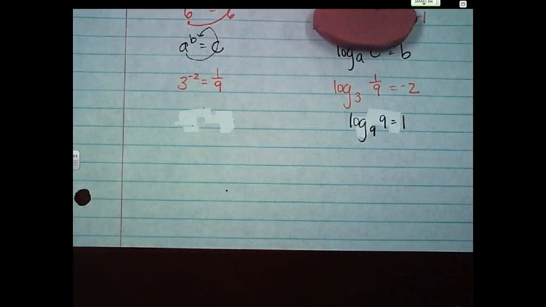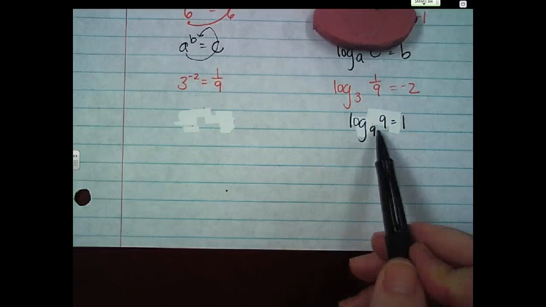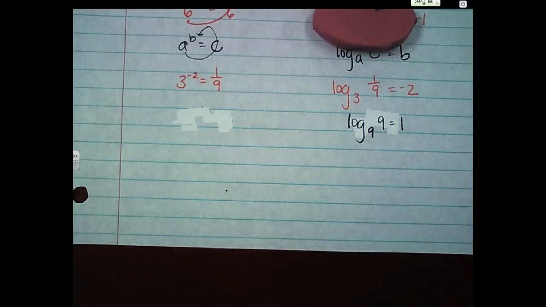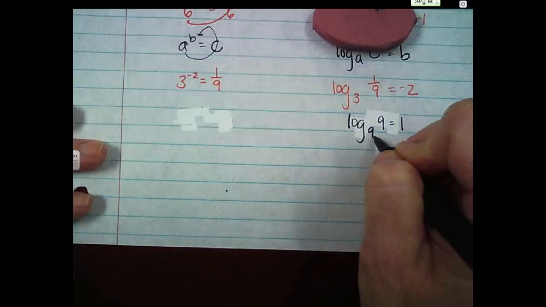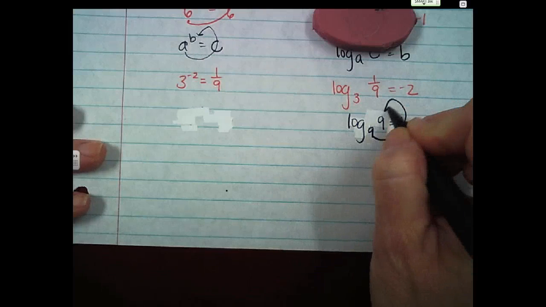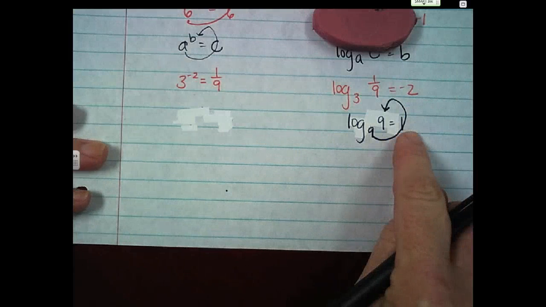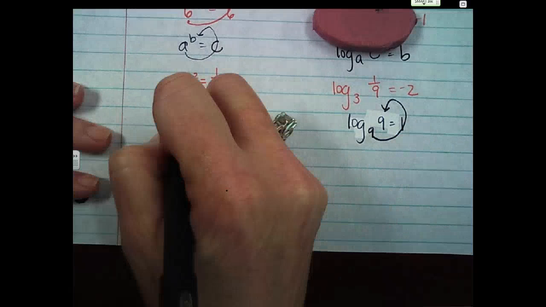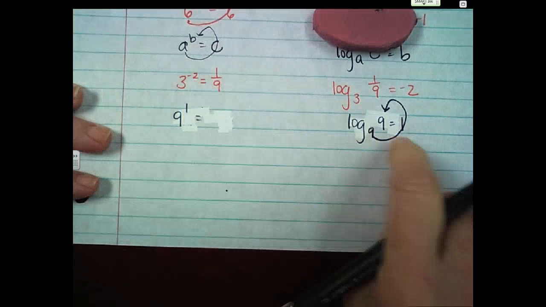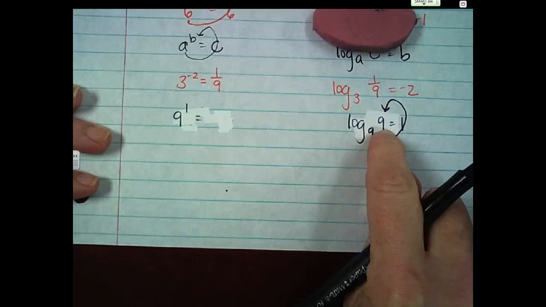Okay, it's again with the circle math, right? The base of the log is going to be the base of your exponential. But if you go this way, the answer to the log is the exponent. So 9, 1, and then the 9 here is the answer. 9 to the first power is 9.